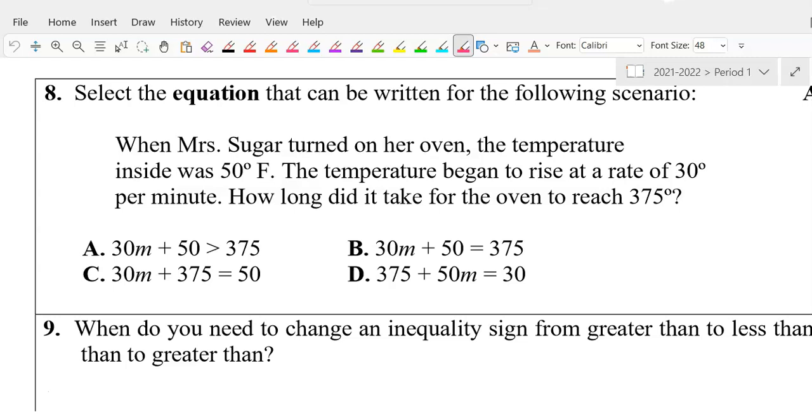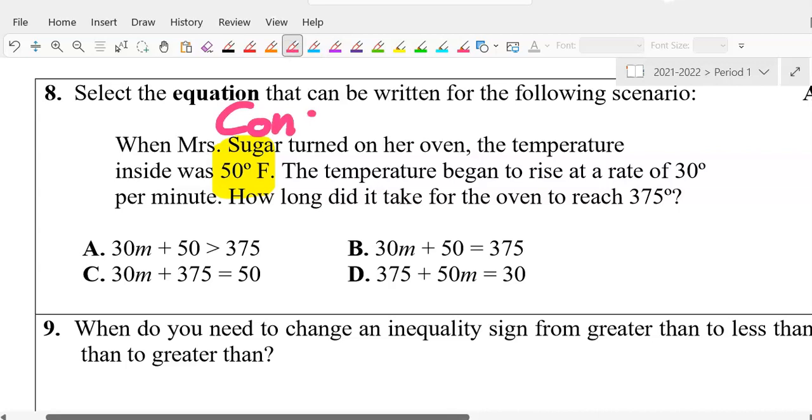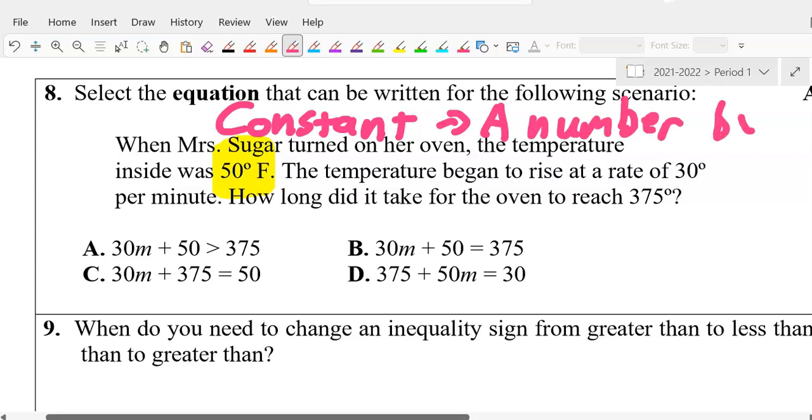All right. So, what do you notice from that first sentence, Tiana? The 50 is a constant. So 50 degrees, since we start at 50 degrees, we have to use, everybody write this down, what we call a constant. A constant means a number by itself without a variable, because it doesn't change. It started at exactly 50.